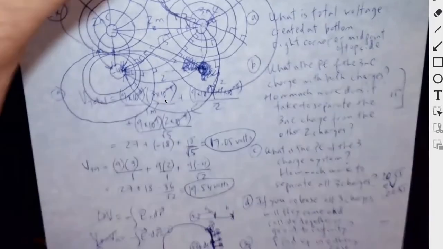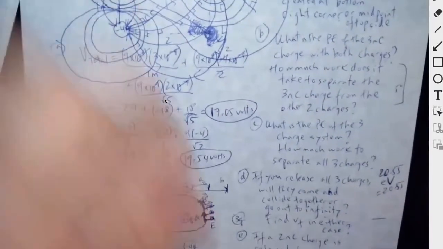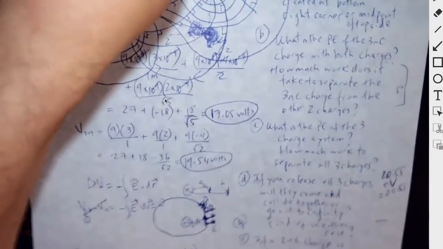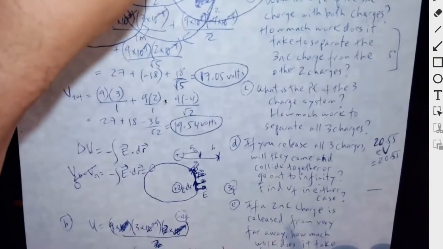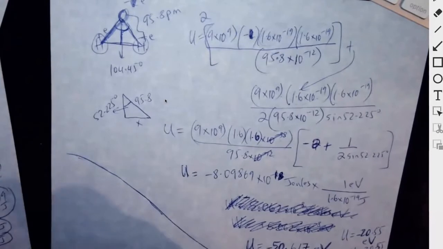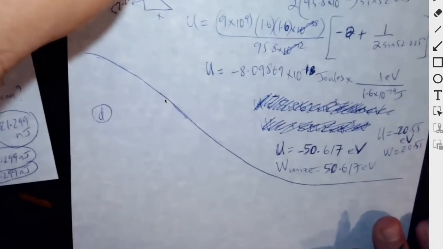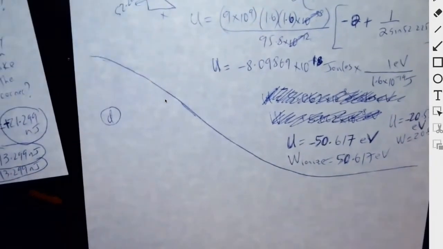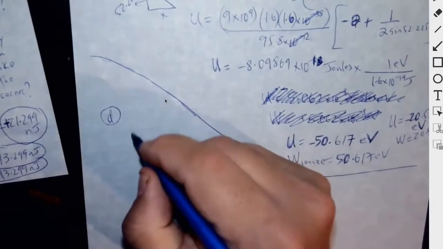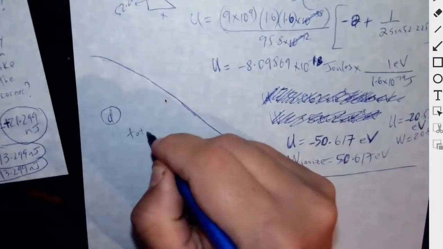D was, if you release all three charges, will they come and collide together or go out to infinity? So then what will happen? If you release them, do they like being together, or will they push each other out and separate out to infinity? It looks like they like being together. Why? Because their total energy was negative, right?